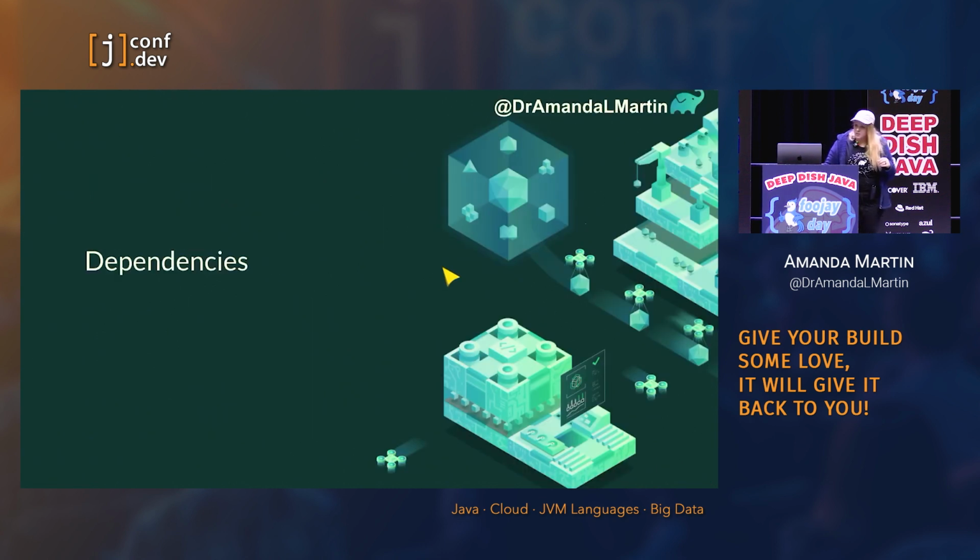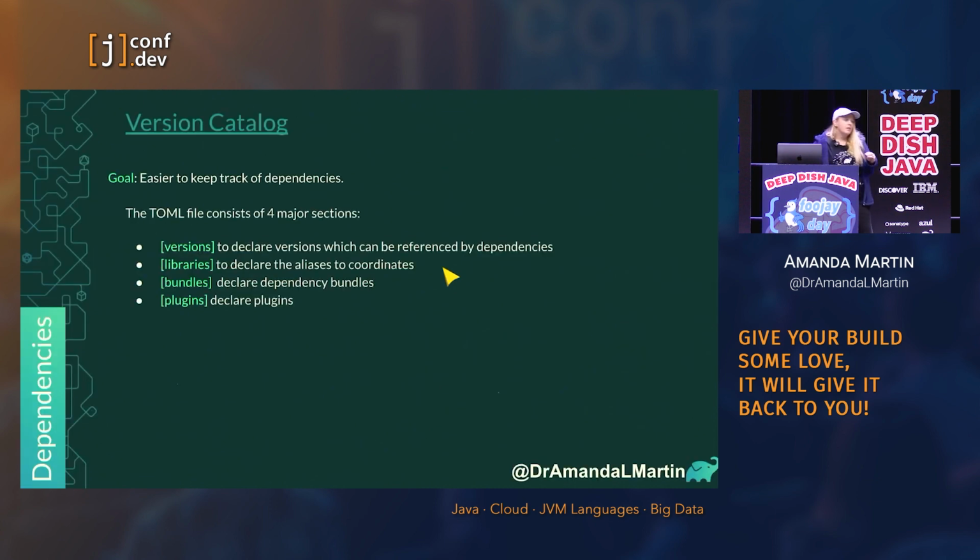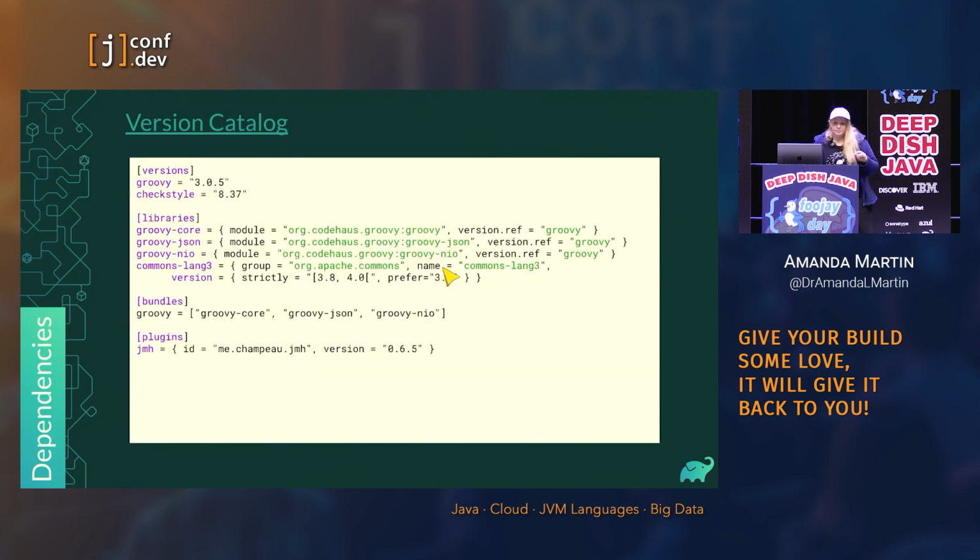Okay, so now dependencies. We recently launched Gradle 7, and with that we have version catalogs. This is a really new feature, but it's one that is amazing for dependency resolution. A little bit against the normal Gradle policy, this is a TOML file, and the TOML file has 4 sections: the versions, the libraries, how you want to bundle together, and then the plugins that you might use. So what does this look like?